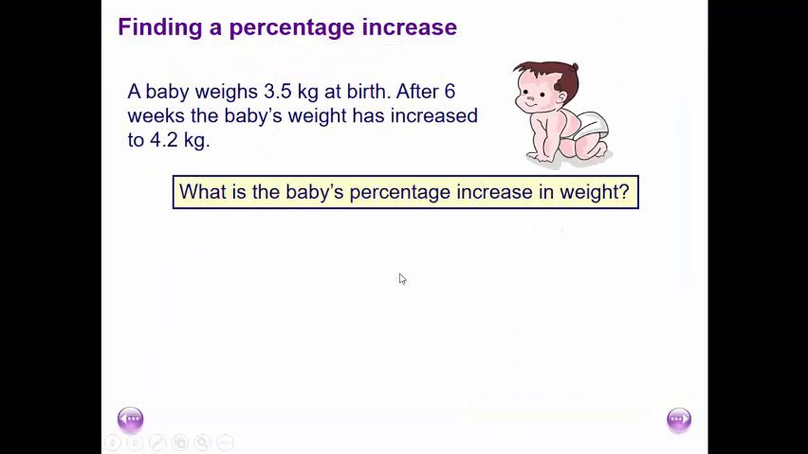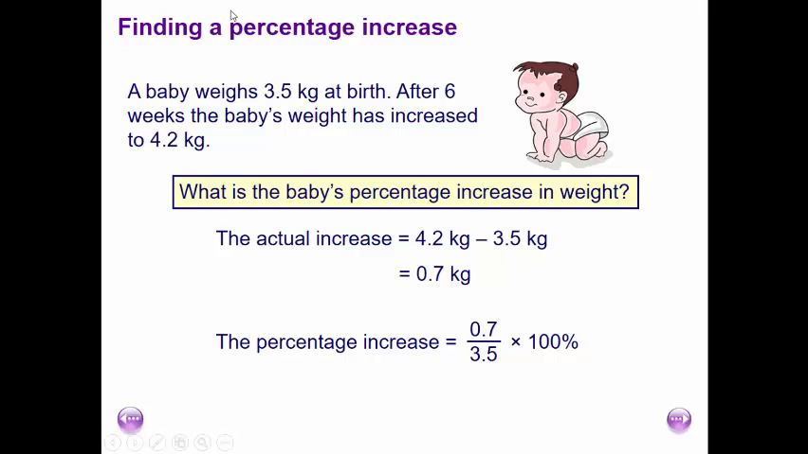A baby's weight. A baby weighs 3.5 kilos at birth, 6 weeks later it weighs 4.2. What is the percentage increase in weight? Well, we need to subtract the old weight from the new weight. That gives us an actual increase of 0.7. So when we say actual increase, we mean in the actual units. And then to make it a percentage, we divide by the original amount. Remember, we always divide by the original amount. So multiply by 100 to get it in percentage terms. So 20% increase.